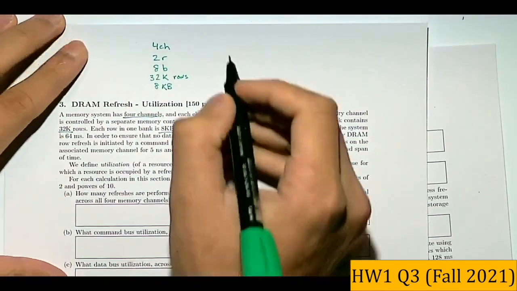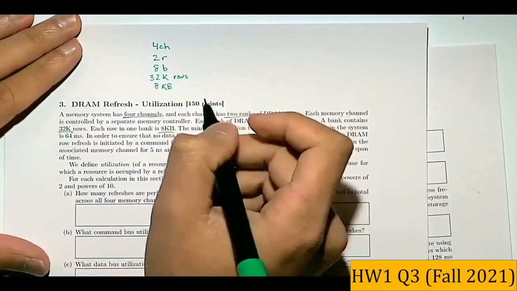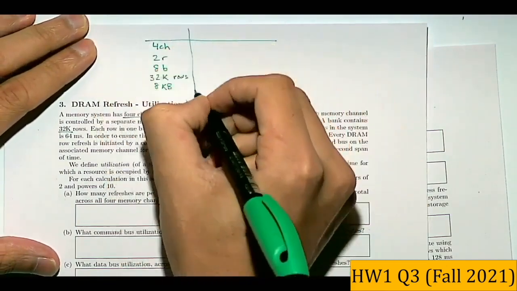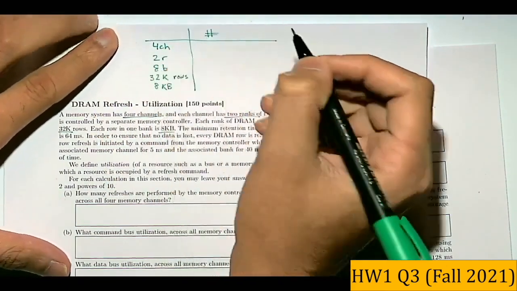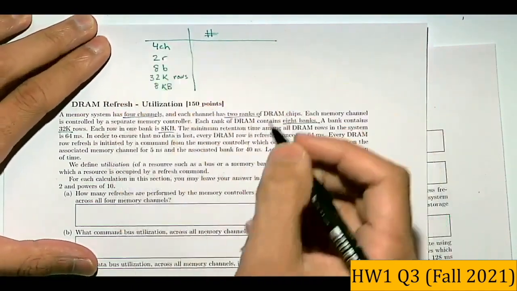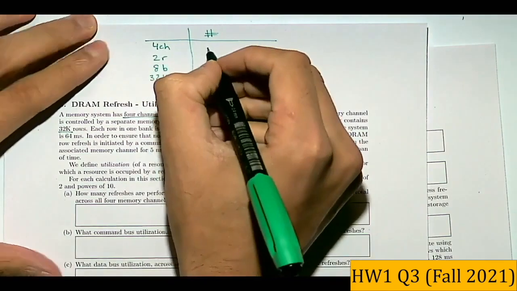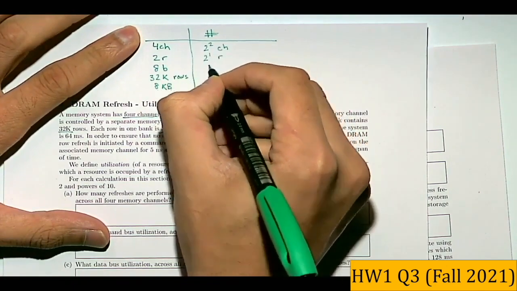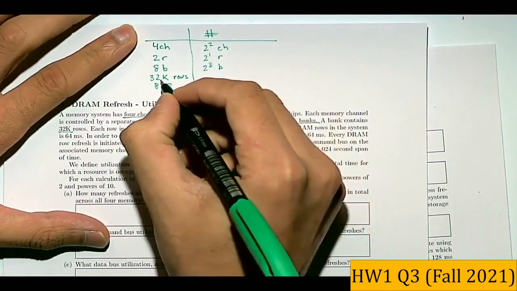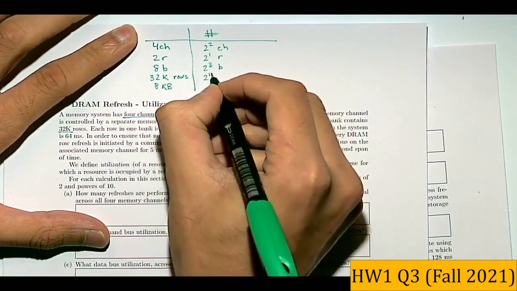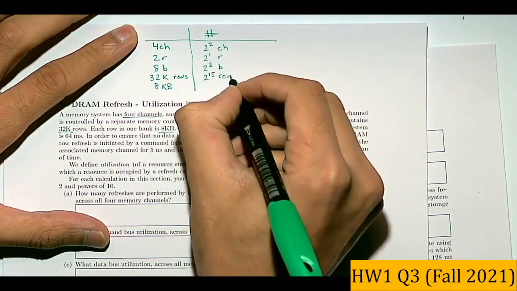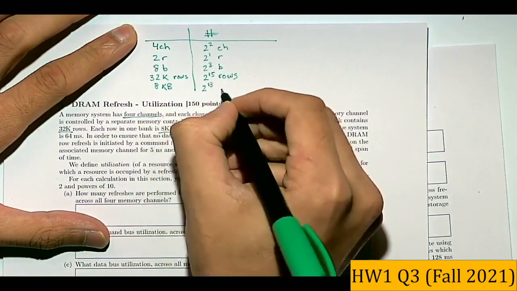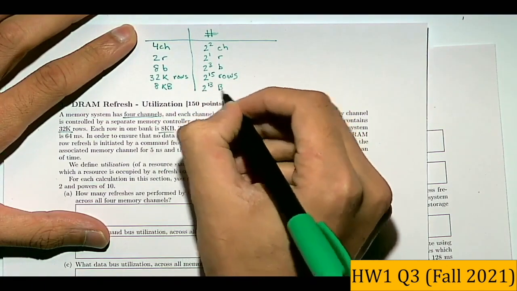I'm just going to quickly enumerate the values of how many of each of these we have in the system, because we're going to use that throughout the rest of the question. If I quickly make a table of these, let's just convert these to powers of 2 first, because we're going to have to do a bunch of calculations with these. So we have 2 to the 2 channels, 2 to the 1 ranks, 2 to the 3 banks. 32K here would be 2 to the 15 rows, and then we have 8 kilobytes of data per row, which is 2 to the 13 bytes.